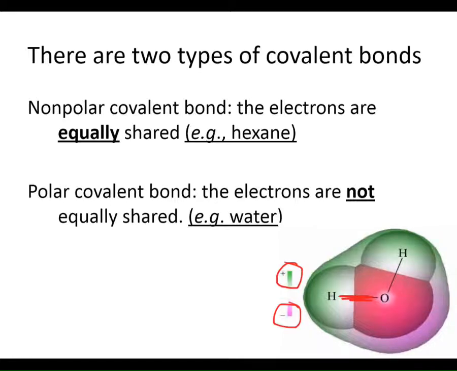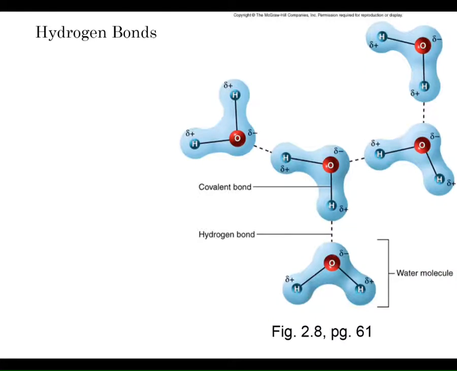But if you look at this overall color scheme on this molecule, you see that the hydrogens are kind of more positive and the oxygen is more negative. Yes, they're sharing. Yes, it's covalent, but they're not sharing equally, leaving the molecule with some polarity, some variation in charge. This is very important to understand with water because this is what gives water its unique properties.